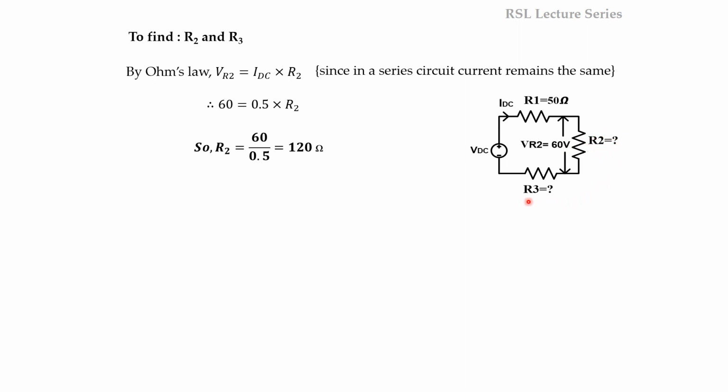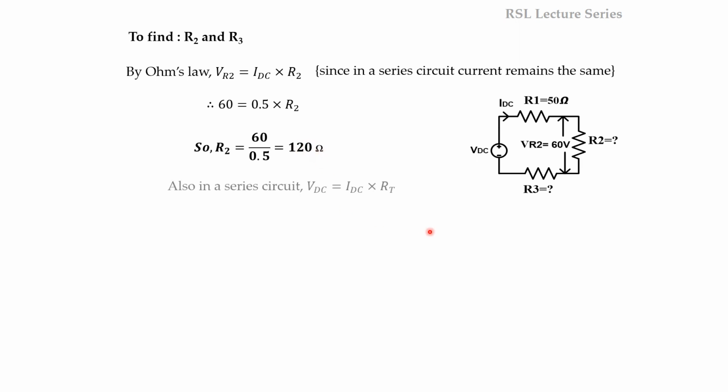So now we have to find out R3 value. So here we do not know the voltage drop. Okay, instead we can find out the total value of resistance over here, because we are given the total voltage and total current. So we can find out the total resistance, and we also know that the total resistance RT is given by R1 plus R2 plus R3. So once we find out the total resistance, we can easily find out the value of R3, because R1 is already given, R2 we have found out here.